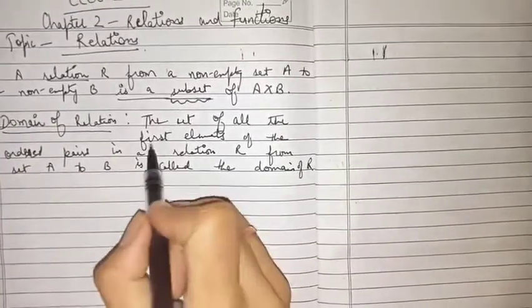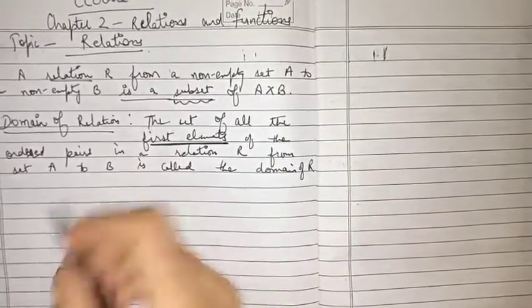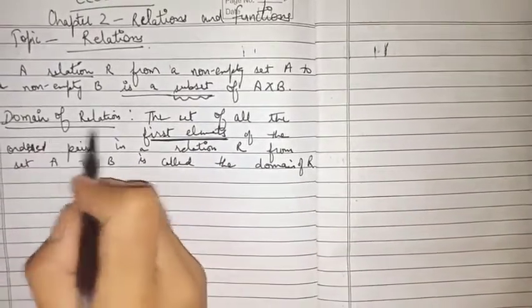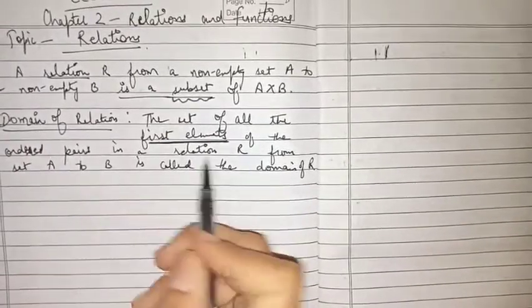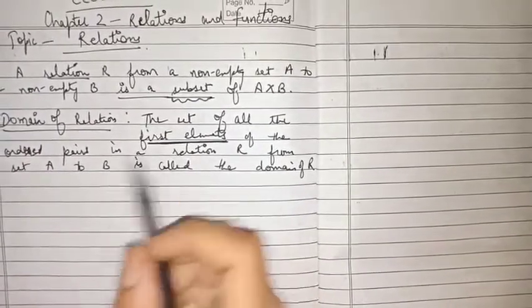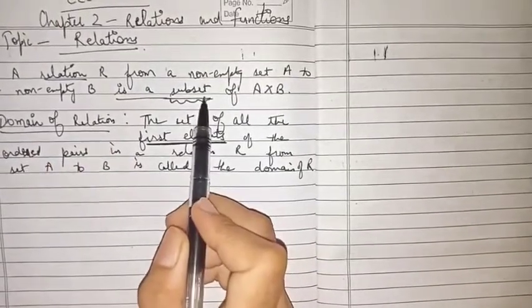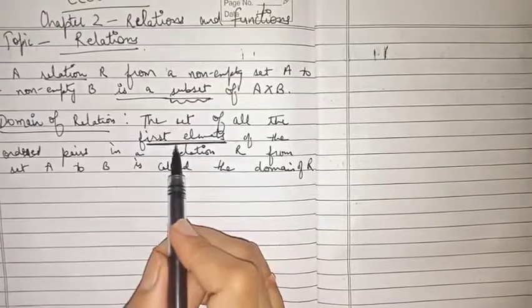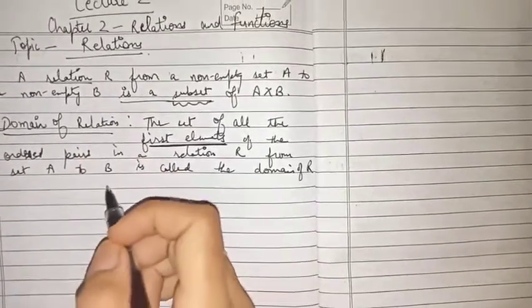So what is the important word here? First elements, right? The keyword here is first element. What is the domain of a relation? It is the set of first elements of the ordered pairs in the relation R from the set A to B. A relation is a subset of A cross B, and when you write all the first elements from the relation, that set is the domain of the relation.